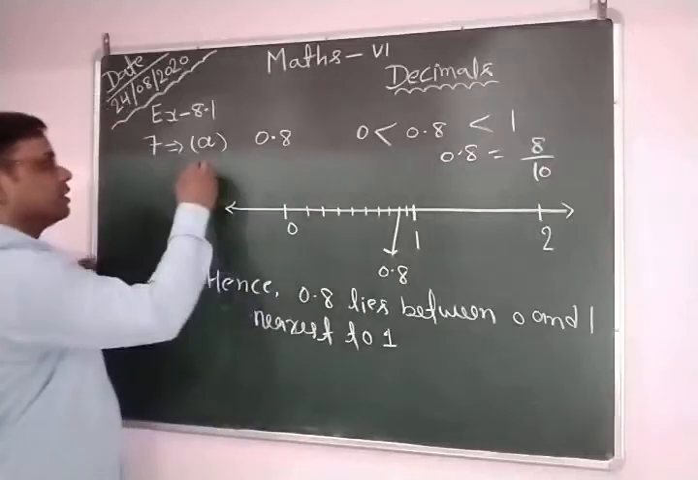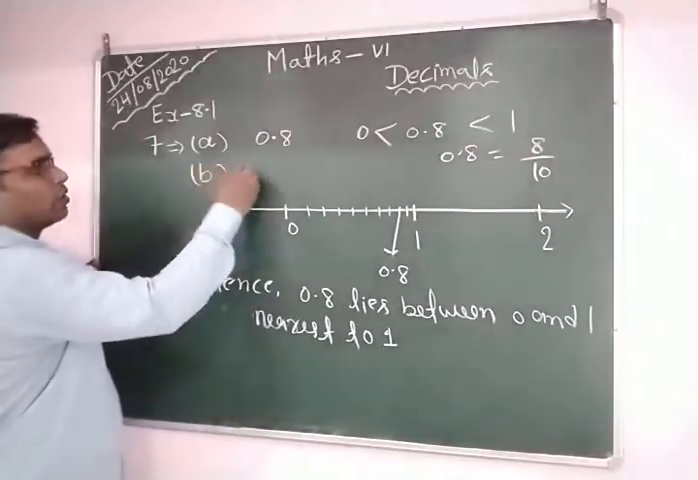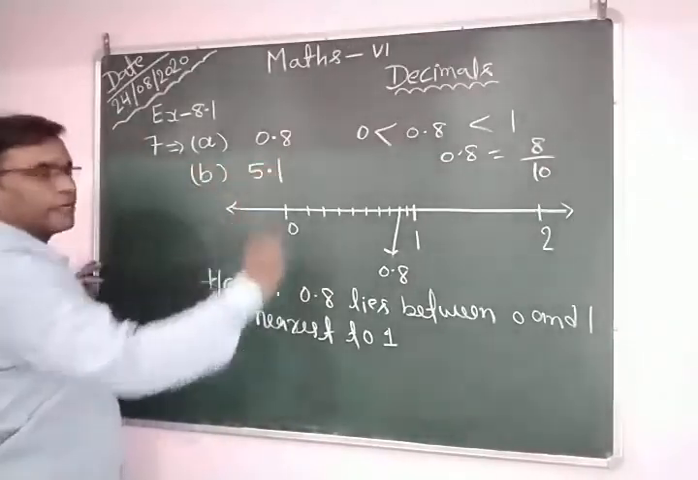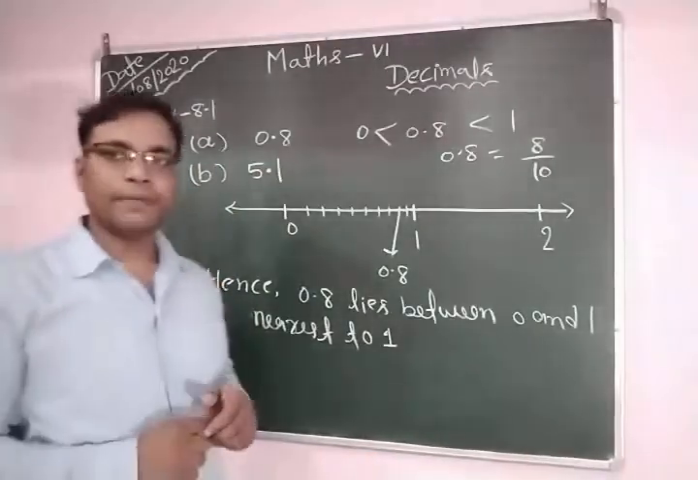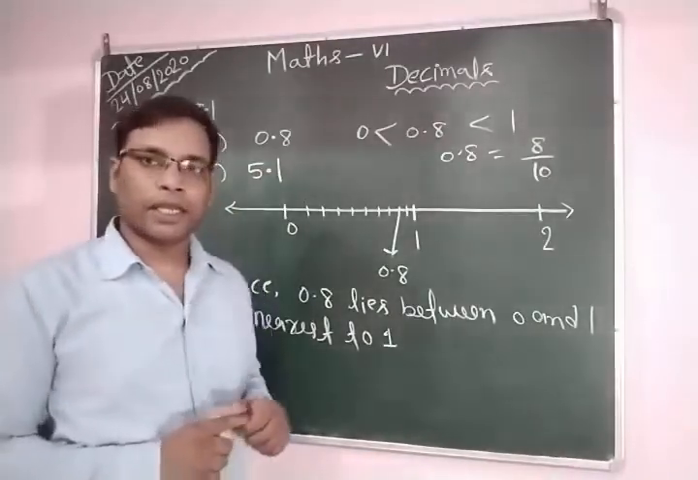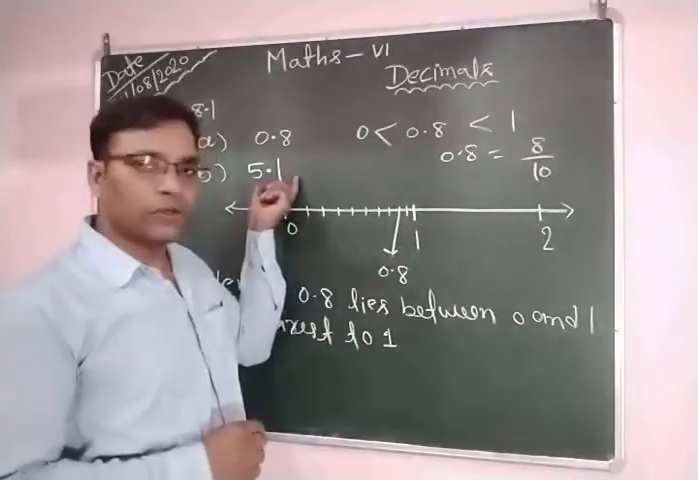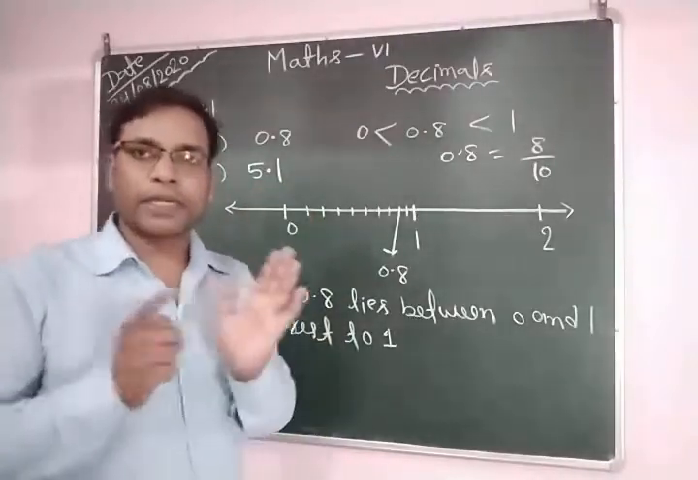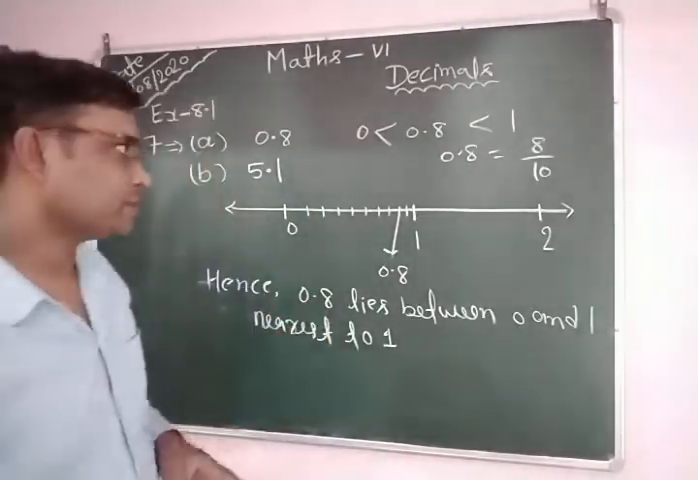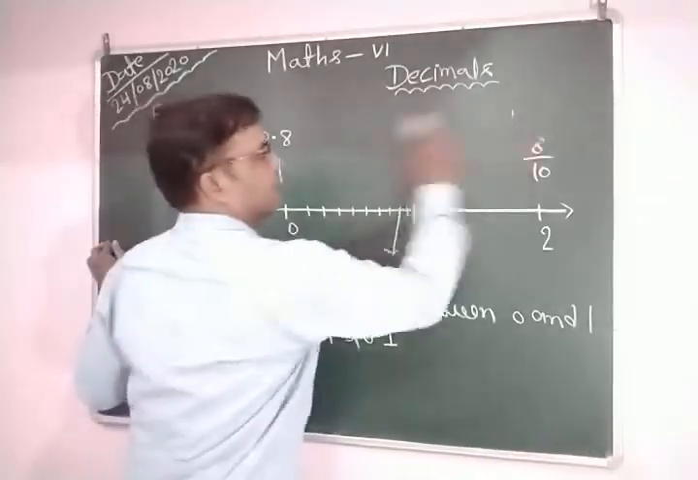B part is 5.1. Okay, so first we draw a number line. After this, 5.1 is greater than 4 but less than 5. Okay, 5.1 is greater than 4.